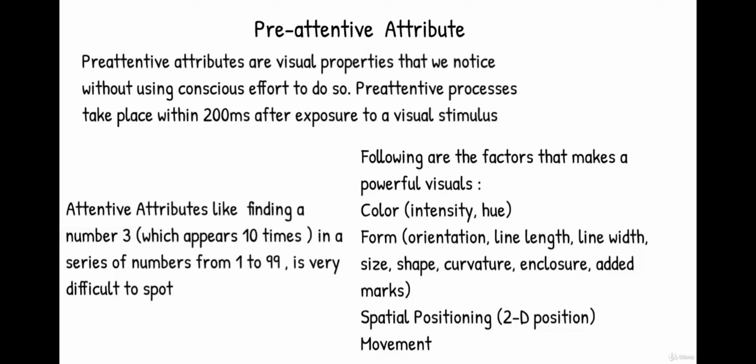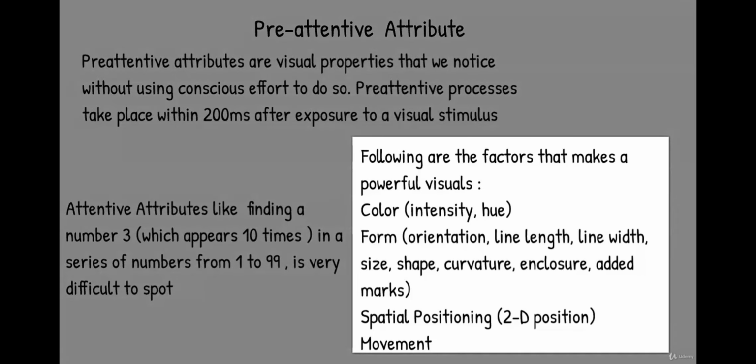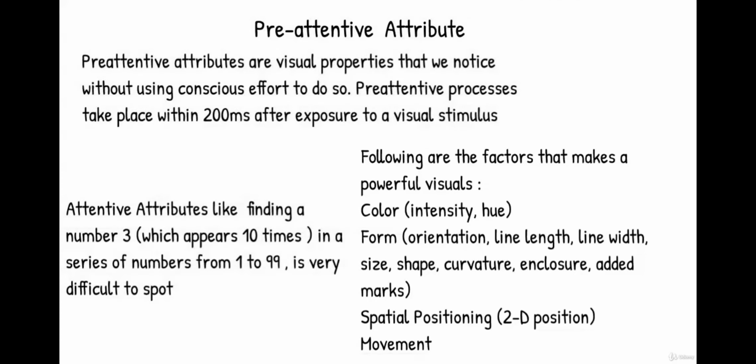So that is why in our session of plotting the graph, we have to pay attention to these 3 factors, which are color, form, and spatial positioning. Attentive attributes, on the other hand, are very difficult to spot. For example, if we want to find out how many times the number 3 appears in a series of numbers from 1 to 99, then it's very difficult to spot.